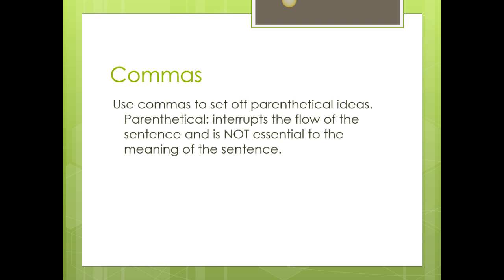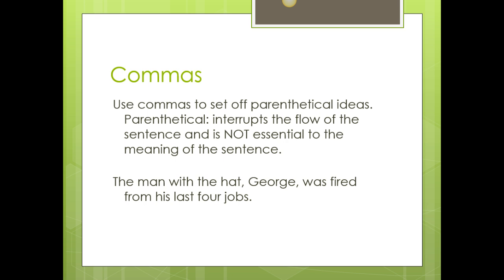Use commas to set off parenthetical ideas or interrupting ideas. Okay, they're not essential to the meaning of the sentence. The man with the hat, George, was fired from his last 4 jobs. Here you can see that the name of the man, George, is not essential to the meaning of the sentence. I could say the man with the hat was fired from his last 4 jobs, and the reader would understand what I was saying. But I've chosen to include that supplemental information, George, so I set it off with commas. Okay, you'll see I've got a comma both before and after that interrupting idea.